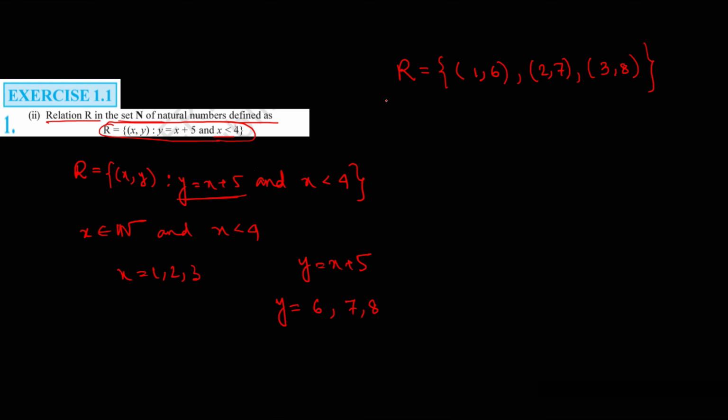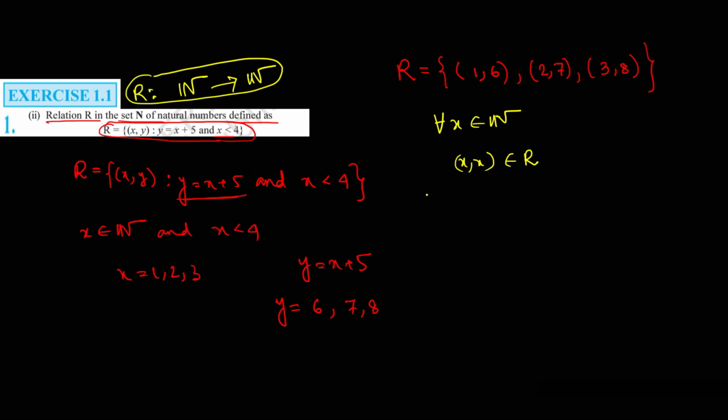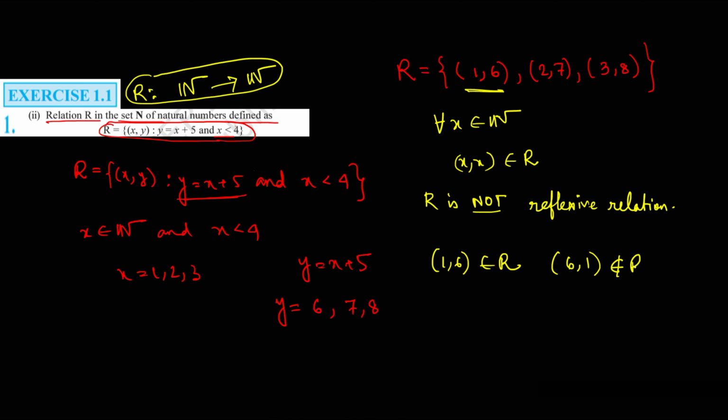Okay. So now we have to check whether this is symmetric, reflexive or transitive. Clearly you can see that for all x belongs to N, because R is defined from natural numbers to natural numbers, (x, x) does not belong to R, so R is not a reflexive relation. Okay, now check: (1, 6) is there in R, but (6, 1) is not there in R. So simply that implies that R is not symmetric.